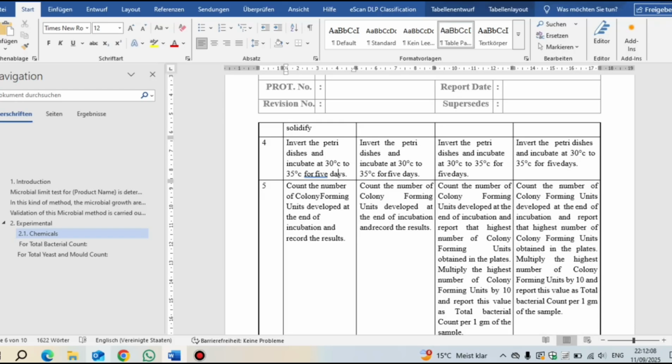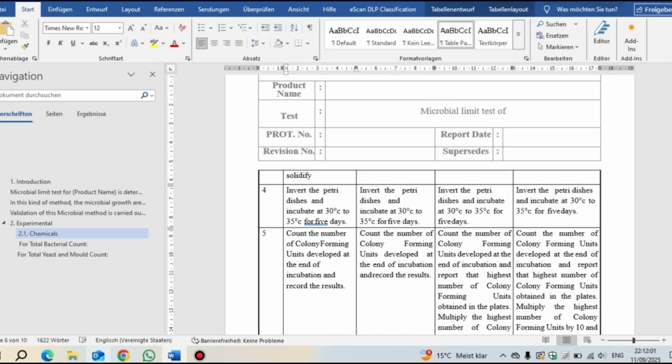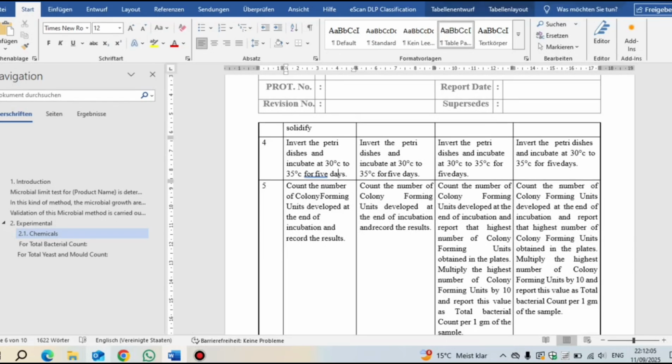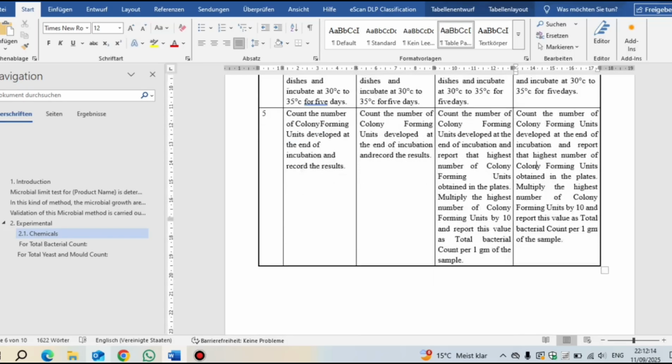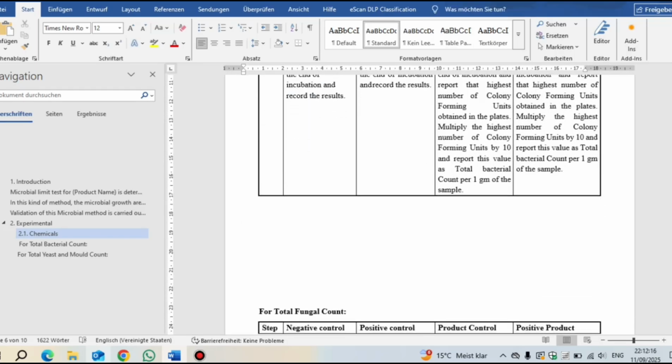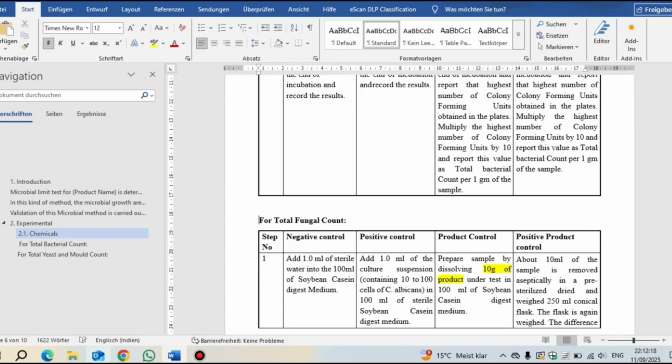And the fourth step, invert the petri dishes and incubate at 30 to 35 degrees Celsius for 5 days. And the fifth step, count the number of colony forming units developed at the end of incubation and record the results. So this step is for the bacterial count.